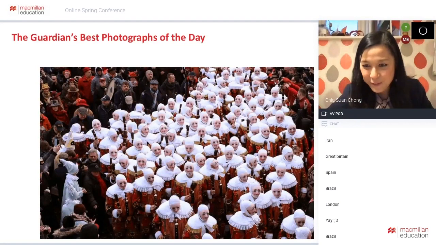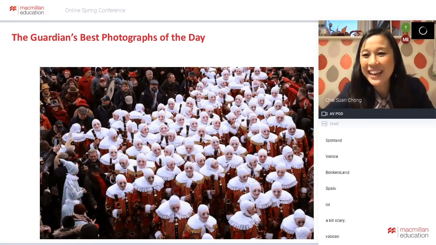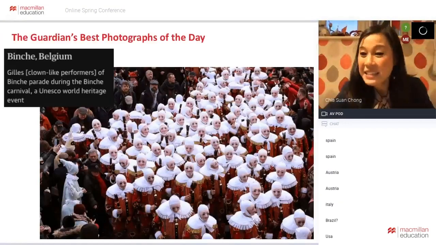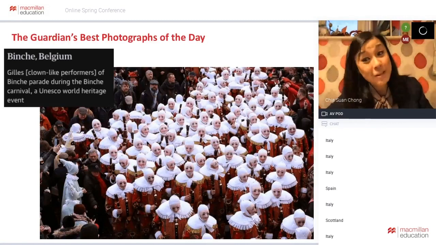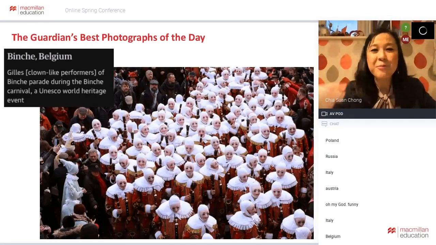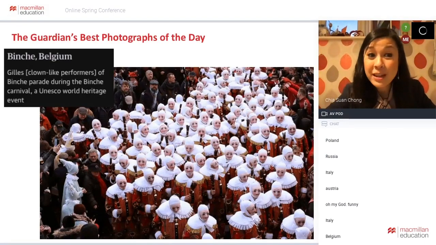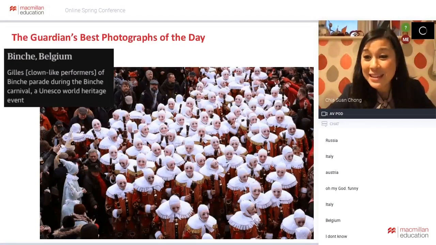Here's another carnival that took place last week. Where is this one? Venice, Italy, Spain, Holland. Okay, quite a variety of guesses. This is in Belgium. And the performers have masks like clowns. It's a parade. And it's also a UNESCO World Heritage event.